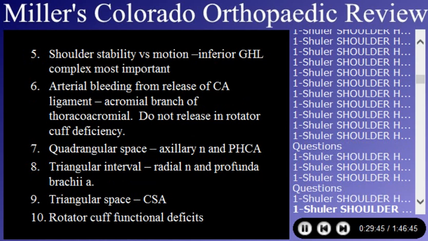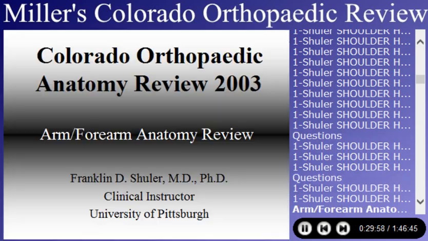Quadrangular space, axillary nerve, posterior humeral circumflex artery, triangular interval, radial nerve, profundobrachial artery, triangular space, circumflex scapular, and rotator cuff functional deficits, which we covered on exam questions. That ends that section. We're going to go to the next section.